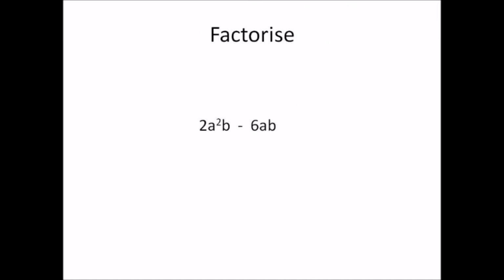Factorize this expression. 2a squared b minus 6ab. What are the common factors that you have to divide by? Remember, write it up properly with the factors you're dividing by on the outside of the parentheses and on the inside, when you divide, put your answers on the inside of the parentheses that you end up with after you've done the division.